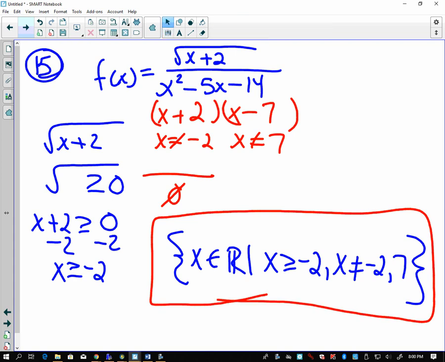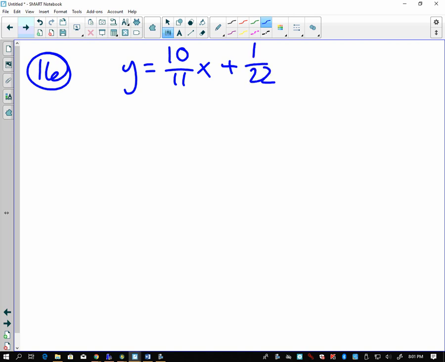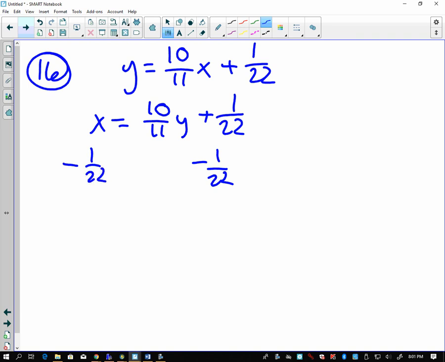Okay, 16. All right, find the inverse function. We have y equals 10/11 x plus 1/22. Rule number 1, switch the x and y. X equals 10/11 y plus 1/22. Rule number 2, solve for y. So subtract 1/22, minus 1/22. So we have x minus 1/22 equals 10/11 y.